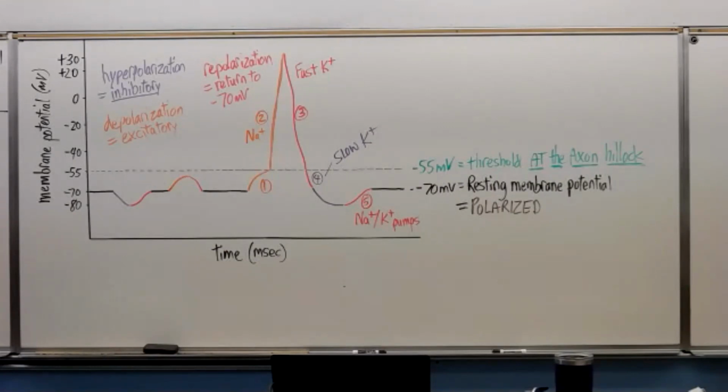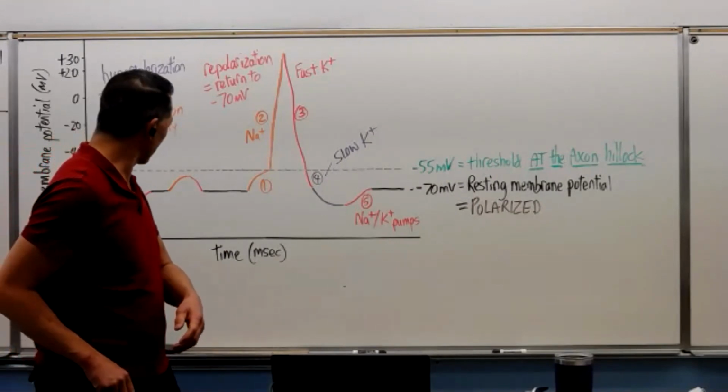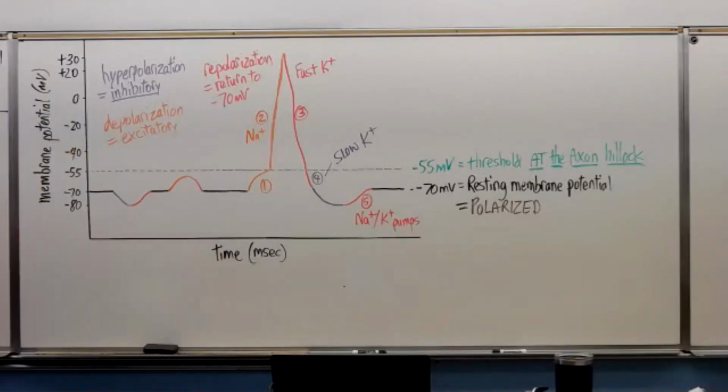Because now that postsynaptic neuron is closer to threshold. If it's an IPSP, it's going to be inhibitory, hyperpolarizing. You gotta have that be as natural to you as breathing.